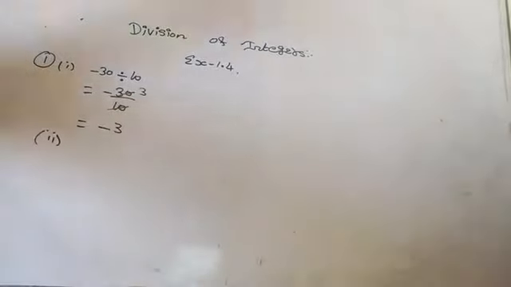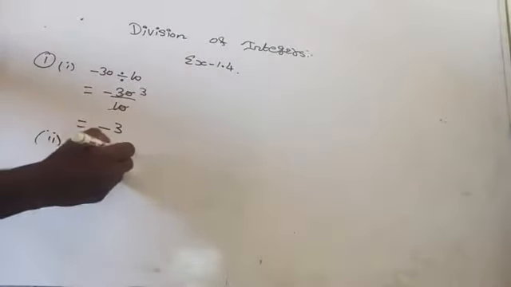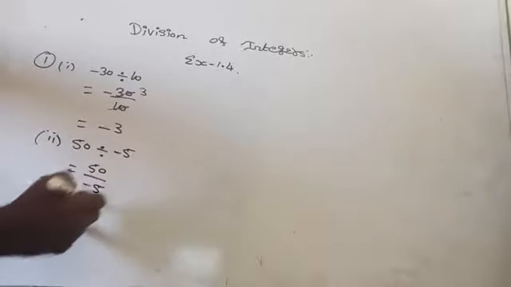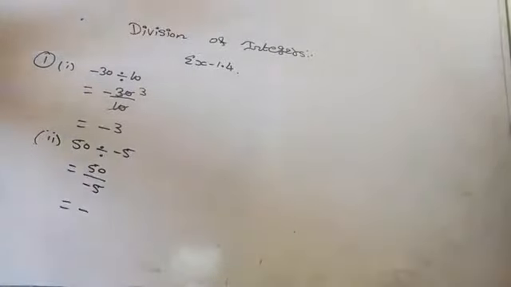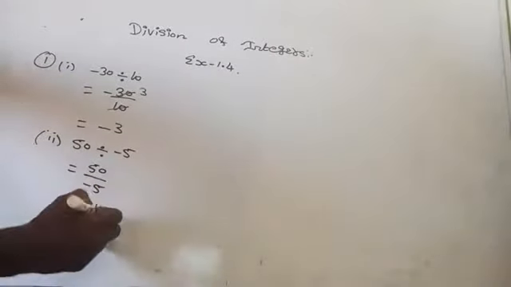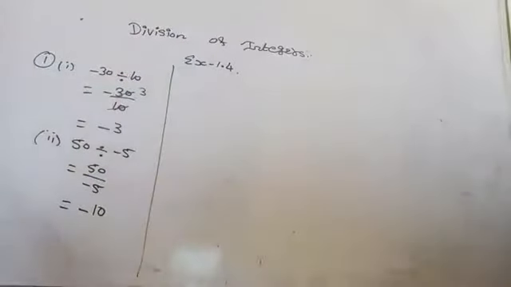Look at the second part now. 50 divided by minus 5. That is nothing but 50 by minus 5. Here one is a positive integer, another one is a negative integer. So the result is negative. So 50 by 5, how many 5s are there? Yes, 10 5s are there in 50.